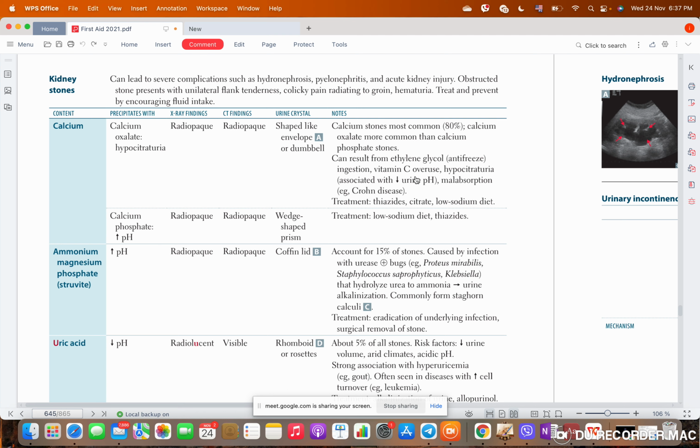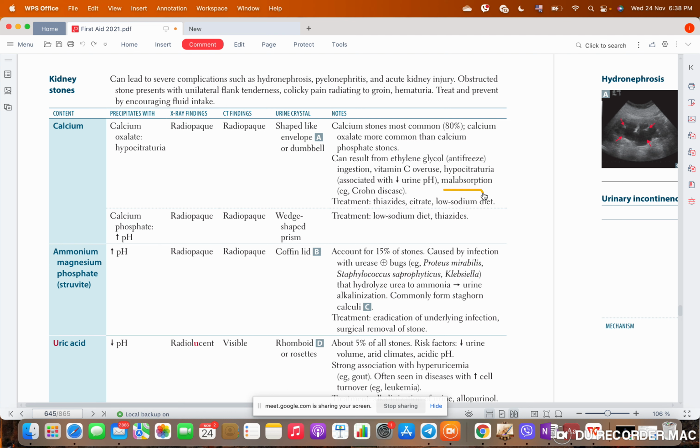Hypocitraturia as well can be a cause. I will speak in the future about which conditions exactly lead to this, but in general what I want you to know is that it's associated with decreased urine pH. There is a condition that decreases the amount of citrate in your urine, and that alters the pH, and that can precipitate a calcium oxalate stone.